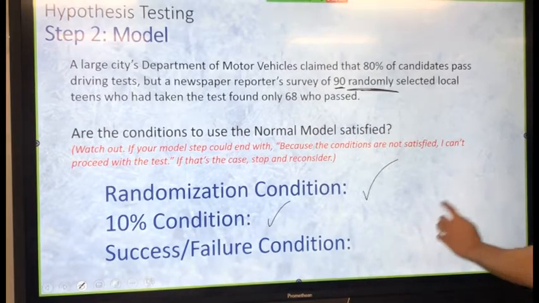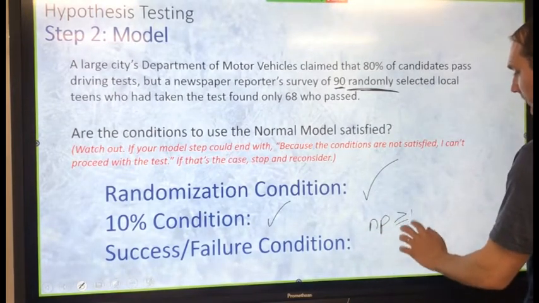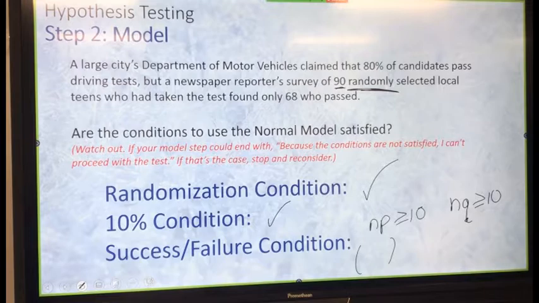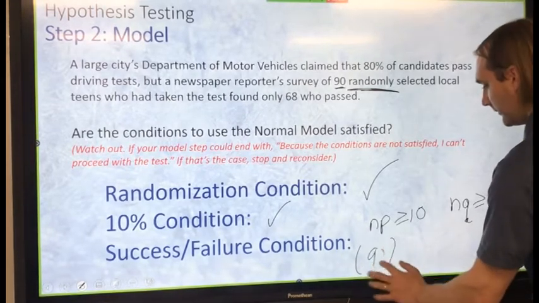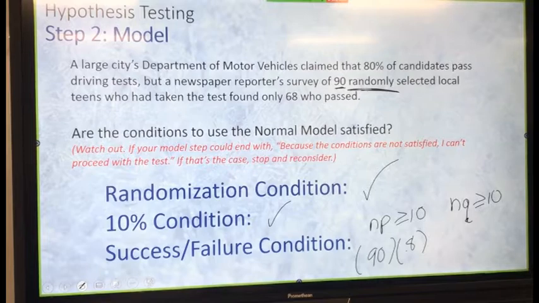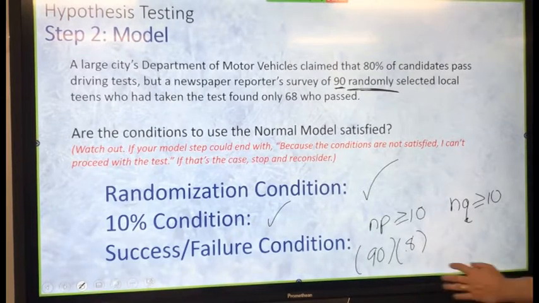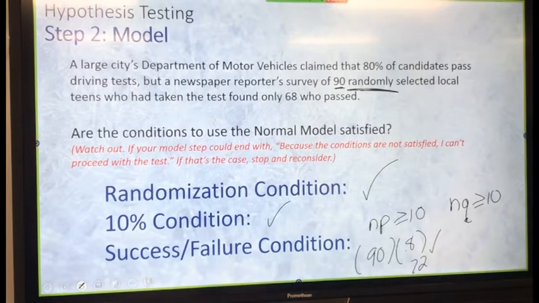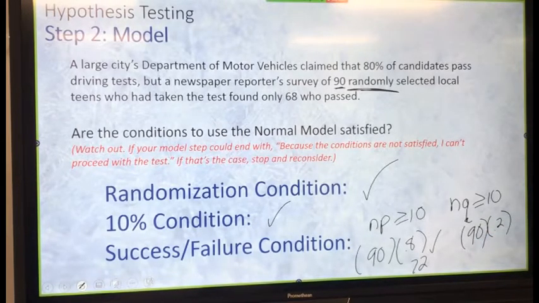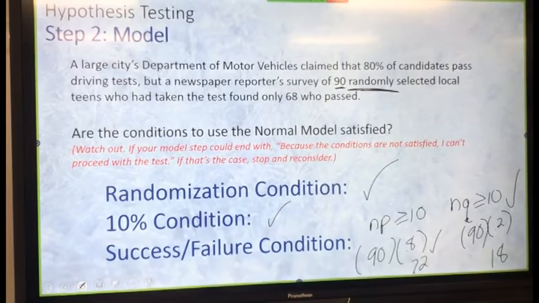Let's go ahead and test that. So remember that's np needs to be greater than or equal to 10, and nq greater than or equal to 10. So my n value is 90, and my p is 0.8. Is that greater than or equal to 10? So 90 times 0.8, I get 72. That's greater than 10. And then nq, 90 times 0.2, that is 18. Whew, just barely. But that is also satisfied. So our success failure condition is satisfied here. We can use a normal model.